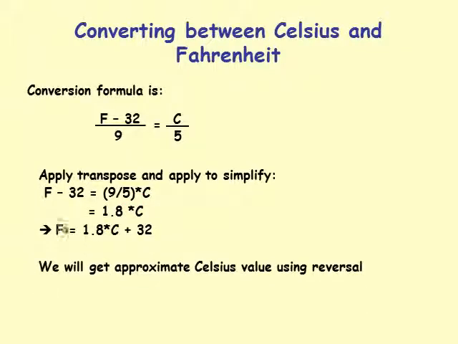So Fahrenheit is equal to 1.8 times C plus 32. That's 1.8 times the degrees in Celsius plus 32. And for Celsius, we will use the approximate reversal method to convert Fahrenheit into Celsius. We would use a reversal method.